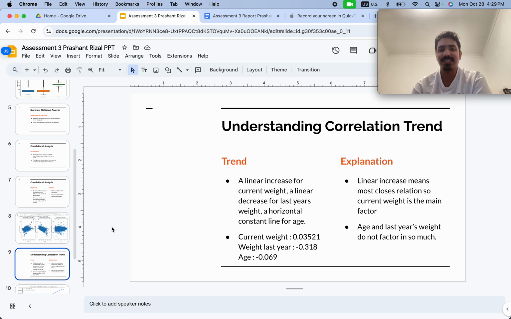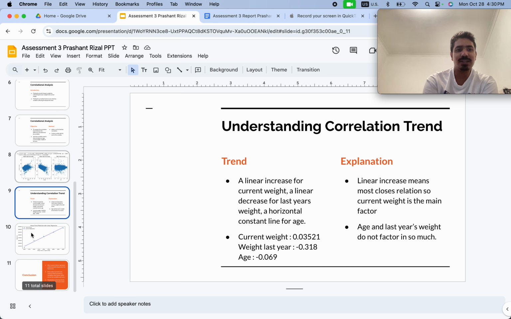Which makes sense, because current weight is the most recent data, and it makes sense to have the most correlation. The weight last year is historical data, so it should not have a lot of correlation factor, as shown by the data and the graph. And age has nothing to do with the difference in the weight, so it makes sense that the age is not correlated that well with the data as well. So that's basically it for the correlation factor.